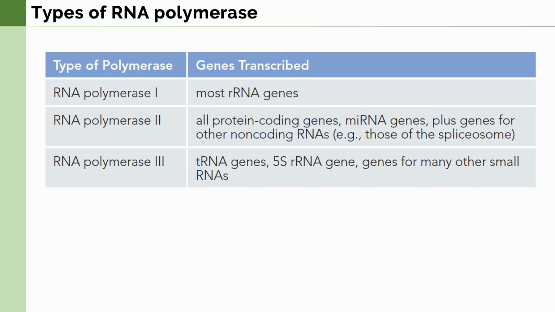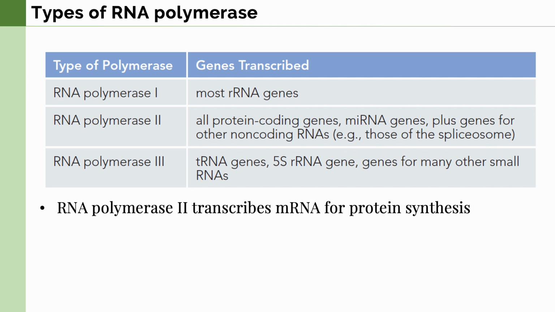Before we move on any further, let's first talk about the different types of RNA polymerase. There are 3 types, but let's take note that only RNA polymerase II actually transcribes mRNA that is used for protein synthesis, and this is what we'll be talking about in today's lecture.